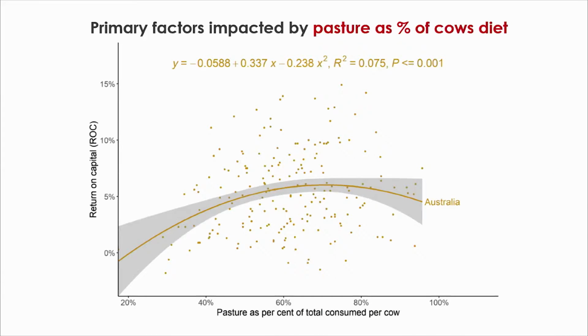Now I'd like to review the wider impacts of increasing pasture as a percent of the cow's diet. This graph outlines the impact of diet pasture percent on profit or return on capital. The trend is relatively strong, and the relationship can be described as one where as pasture as a percent of the cow's diet decreases, there is initially little variation or impact on profit, although a negative impact becomes increasingly evident as the percent of pasture decreases.